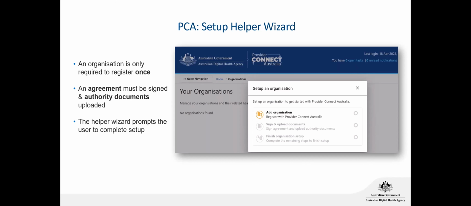Now, the platform will first prompt you to add information about your organization. You can see there, add organization. Then the system will generate a participation agreement that can be electronically signed by an authorized person within your organization. I'll touch on in a moment what authorized person means. Then after the documents are uploaded, there are a couple of final details required before your application to register for PCA can be submitted to the agency for approval. So 3 simple steps there.